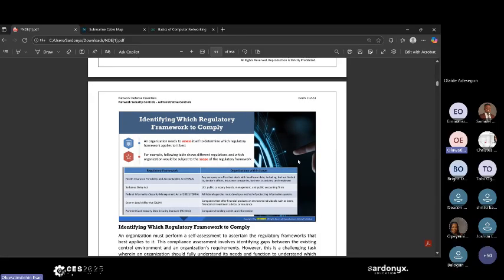Now, also identifying which regulatory framework to comply with. Because there are different kinds of regulatory compliance, this is determined by the kind of business or industry you have, or what you are trying to achieve. The mission and the goal of your business will determine the kind of compliance you follow. You don't need to follow all compliance, right? Depending on the scope of your business, that means the mission and the vision of your business, and the kind of industry you are in, will determine the kind of compliance you will follow. So an organization needs to assess itself to determine which regulatory framework applies to it best.